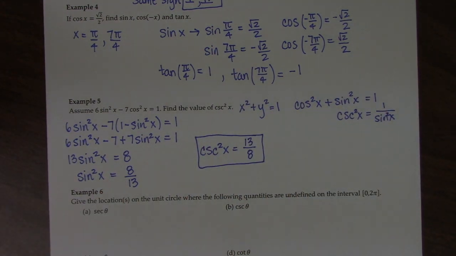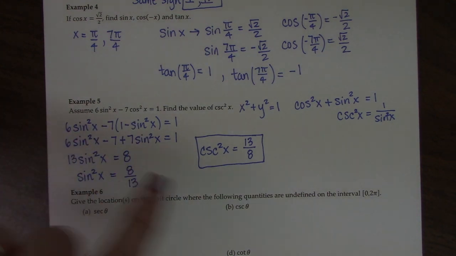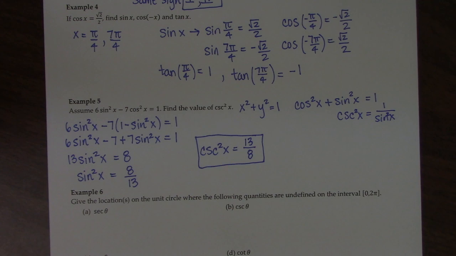I could have given you the same equation and said find secant squared. Well, secant's 1 over cosine. So then we would have replaced sine to get everything in terms of cosine, solved it, and then we could have flipped the final answer to get secant squared.